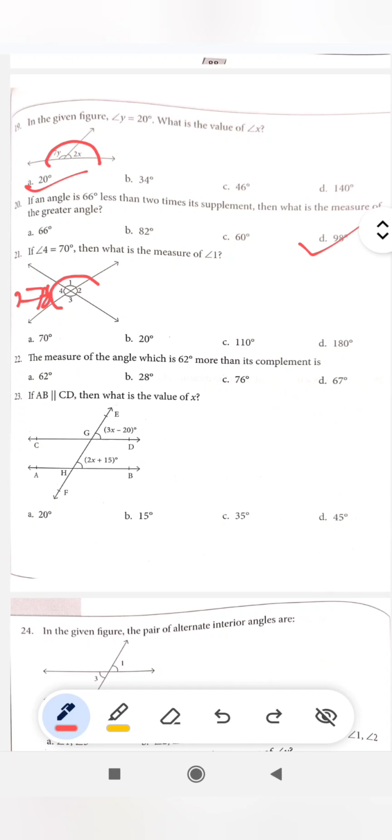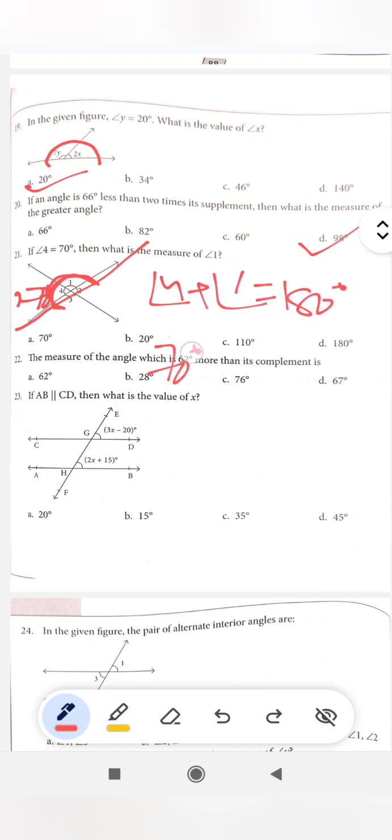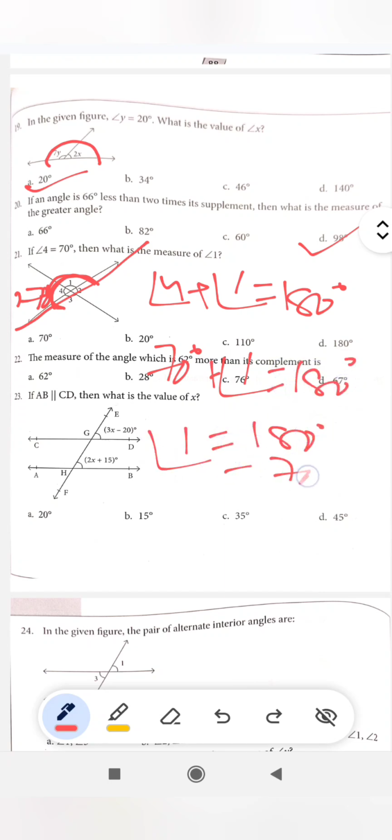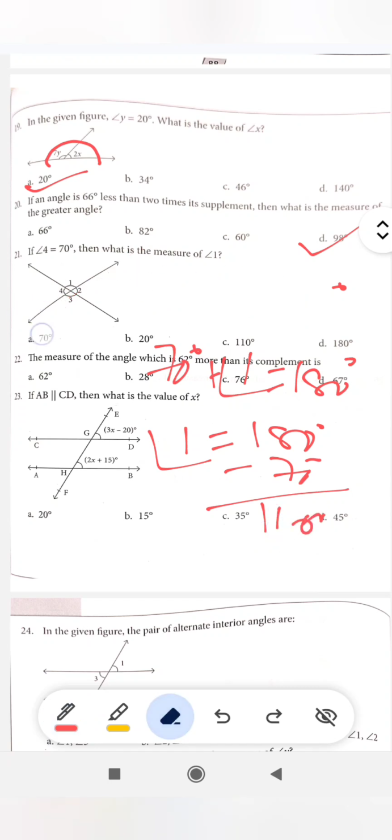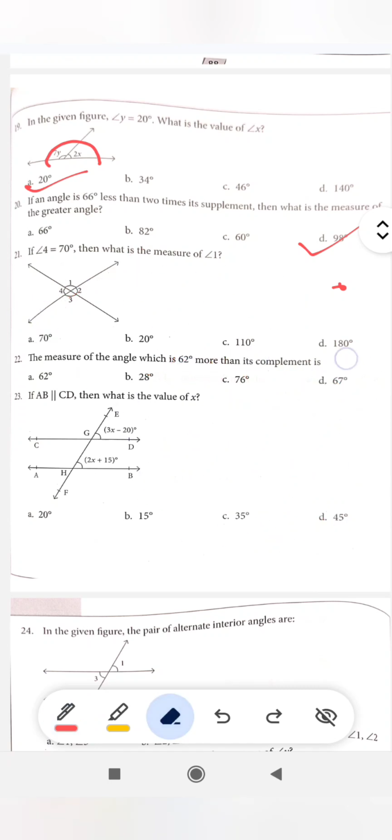Another one is that this line is a straight line, and on this line the two angles lie, that is the angle 4 and angle 1. So their sum is equal to 180 degree. If angle 4 is 70 degree, then angle 1 is equal to 180 degree minus 70 degree, that is equal to 110 degree. So here the option C is the correct answer. Okay.